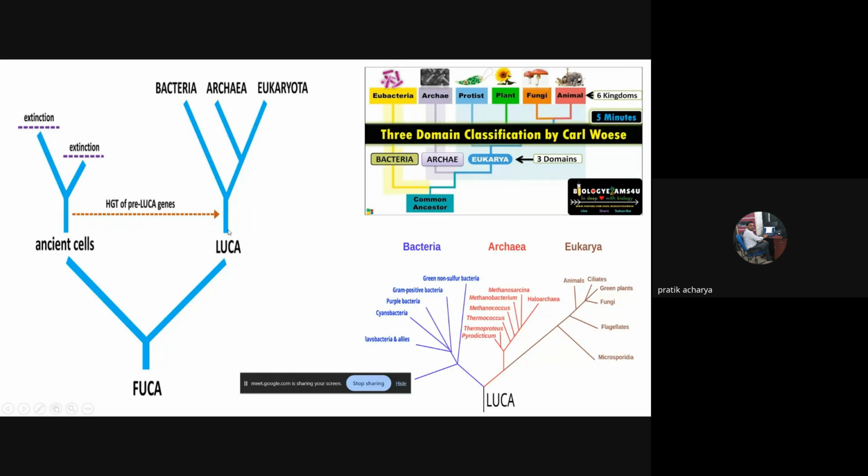But the last universal common ancestor, from which came the bacteria, archaea, and eukarya, developed complexity and diversified into different groups. They formed different organisms or different groups of organisms, and those organisms survived. Evolutionary changes happened to them, diversified groups of organisms were formed, hence they survive in different forms. Okay, but the ancient cells were unable to survive. So this is the pictorial presentation.